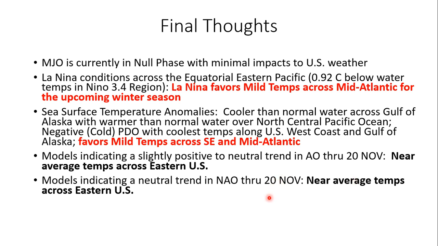Models are generally indicating a slightly positive to neutral trend in the AO, the Arctic Oscillation, through the 20th of November. And with that, we'd expect near average temperatures across the eastern U.S. based on the AO. Based on the NAO forecast, models indicate a neutral trend through the 20th of November. Again, that would indicate near average temperatures across the eastern U.S. So it doesn't look like the AO and NAO are really going to play much into milder or colder temperatures right on through about the 20th of November.